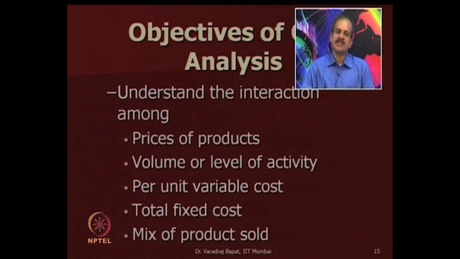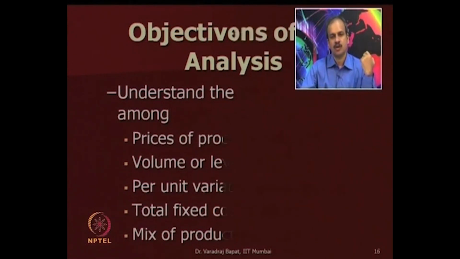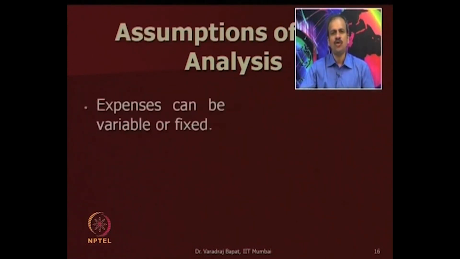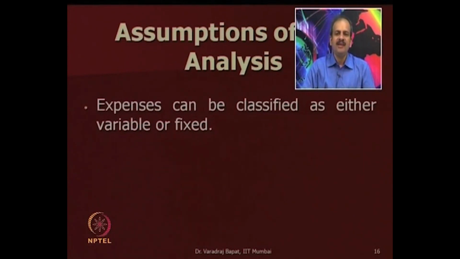Now, objectives of CVP. In cost volume profit analysis, the interaction of these factors is seen. One is a price, then volume or the level of activity, variable cost which is generally measured per unit basis, fixed cost which is measured on total basis because it remains constant, and the mix of products as is proposed to be sold. We should also know that CVP is based on certain assumptions.